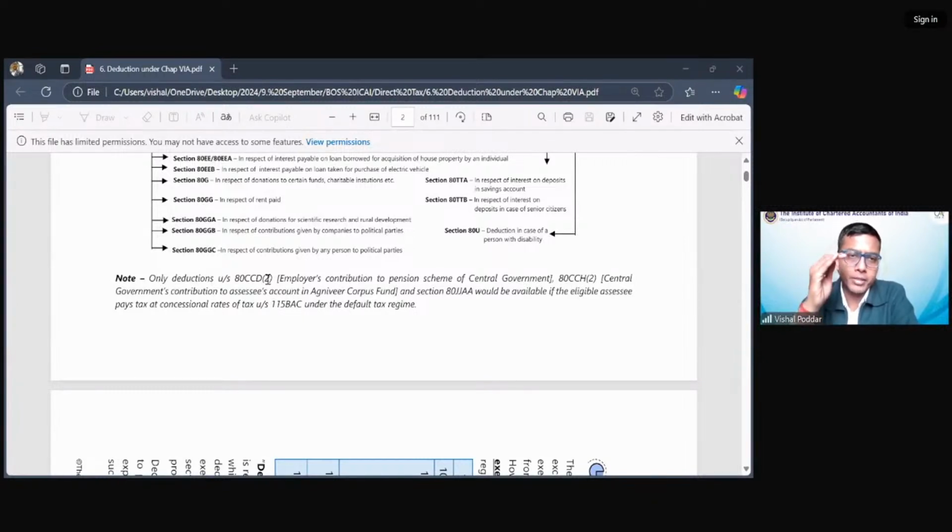So we have 80CCD. It has subsection 1, subsection 1A, subsection 2. It has 3 deductions. Out of 3, only 1 is allowed, which is given in subsection 2. What it is, that I'll explain later. Similarly, deduction under 80CCH subsection 2. And next is 80JJAA. These are the only 3 deductions which are allowed when you are computing income as per the default, that is the new regime: 80CCD(2), 80CCH(2), and 80JJAA. Only these 3 deductions out of the entire list will be allowed.